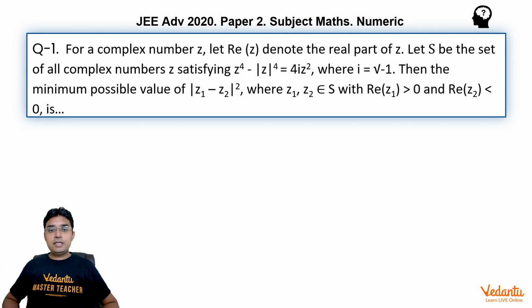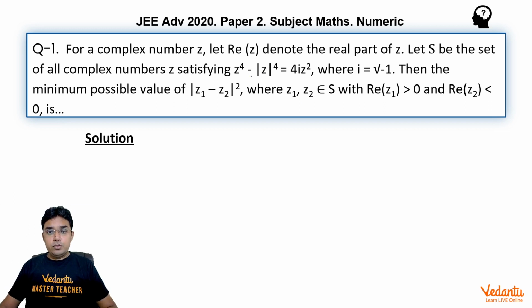For a complex number z, let real z denote the real part of z. Let S be the set of all complex numbers z satisfying z raised to the power 4 minus mod z raised to the power 4 equal to 4 iota z square, where iota is equal to under root of minus 1. Then the minimum possible value of mod z1 minus z2 whole square, where z1, z2 belongs to S, with real z1 greater than 0 and real z2 less than 0 is. Let us see how to solve this question.